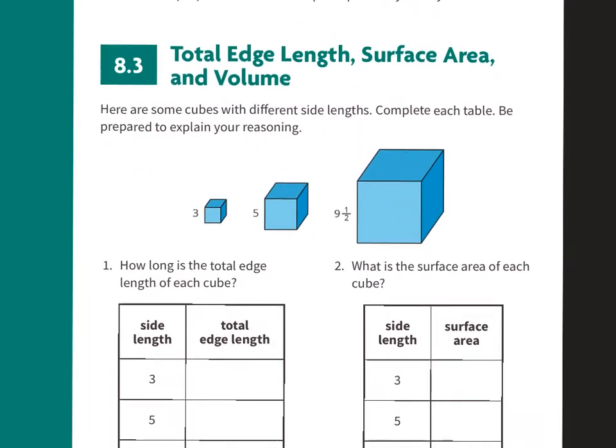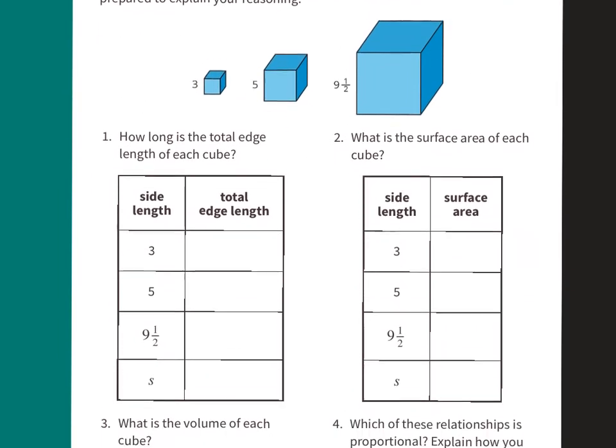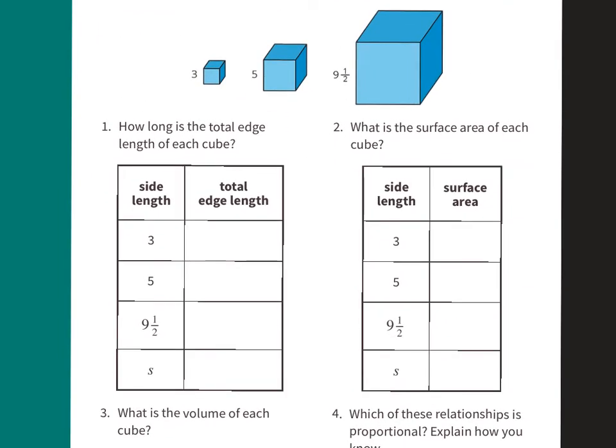On the next page, 65, total edge length, surface area, and volume. So here are some cubes with different side lengths. Complete each table, be prepared to explain your reasoning. So the edge length is where the two sides meet. So this is an edge, this is an edge, this is an edge, this is an edge. So I got 4 on the front, and I've got 4 on the back, and then I have 4 that connect the front and the back. So 4 plus 4 plus 4 is 12 edges on a cube.